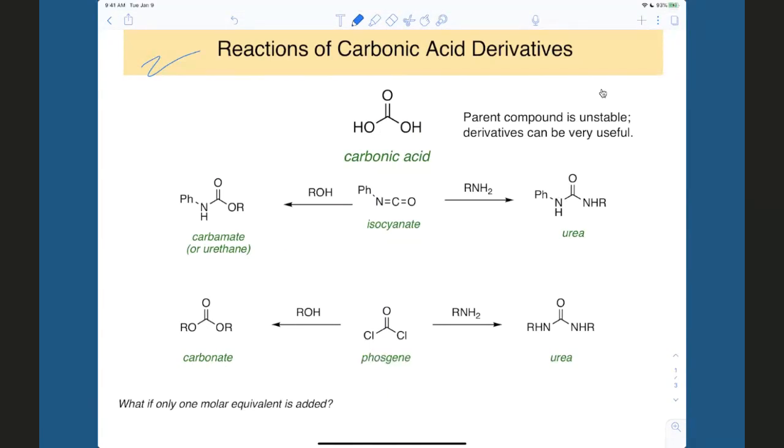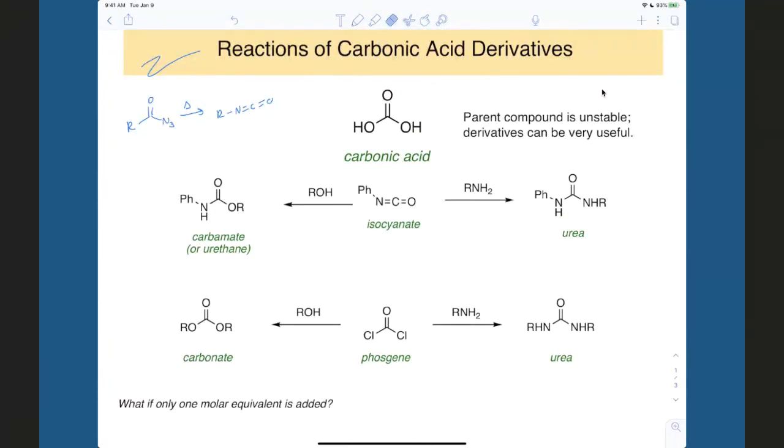So the Curtius rearrangement is when we have an acyl azide and we heat it up and it goes to an isocyanate. So in order to see the reactions of isocyanates, really we needed to go back, I think, a previous lecture where we talked about making isocyanates in a different way.